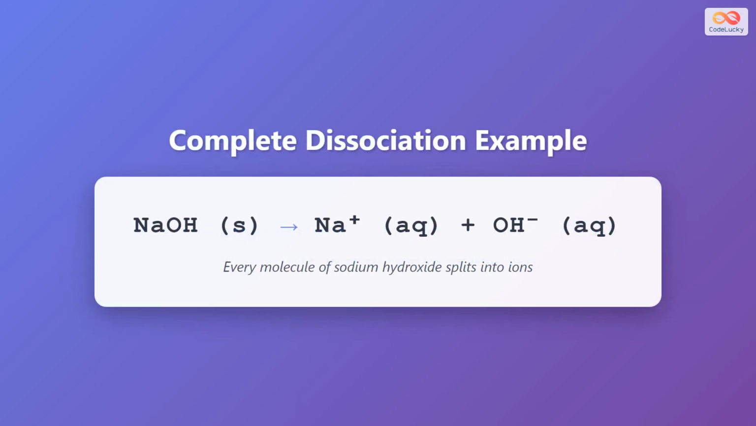Let's look at sodium hydroxide, represented as NaOH, as our example. When solid sodium hydroxide dissolves in water, it completely dissociates into sodium ions, written as Na+, and hydroxide ions, written as OH-. The arrow pointing to the right indicates that this reaction goes to completion. Every single molecule of sodium hydroxide that enters the solution splits completely into these two ions.